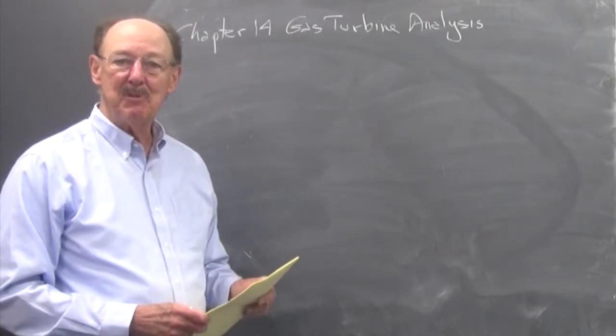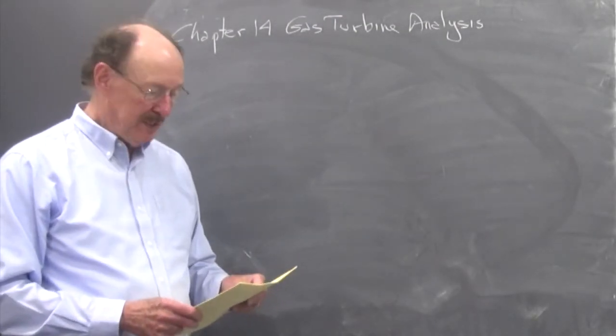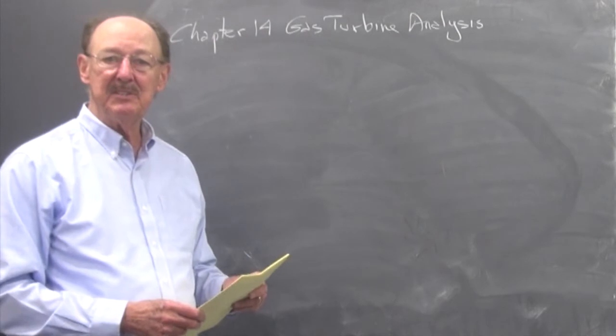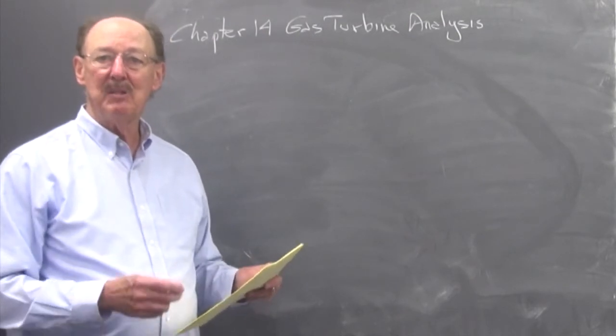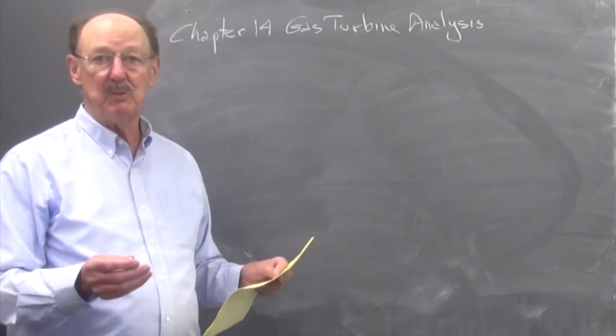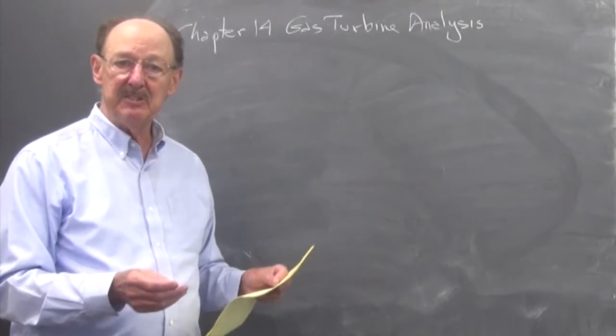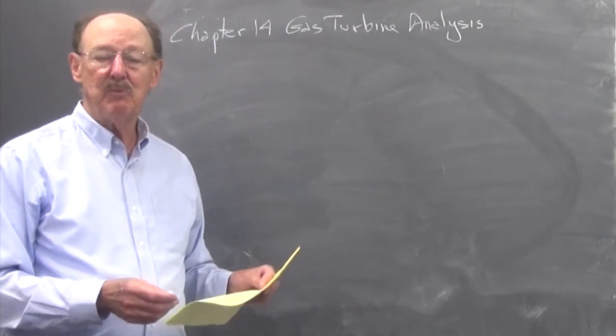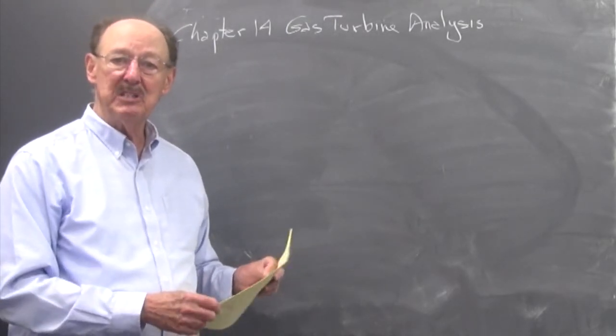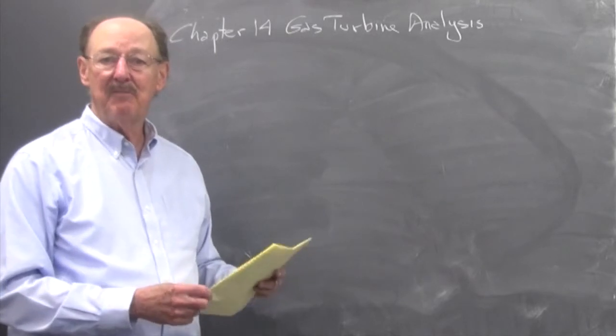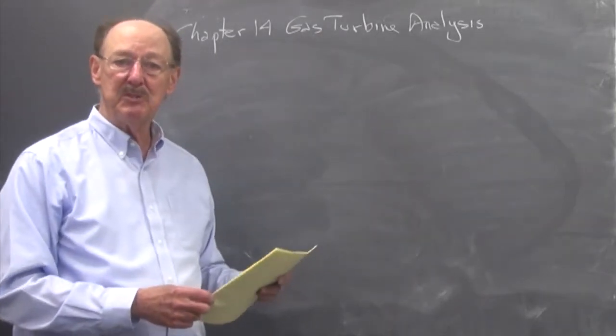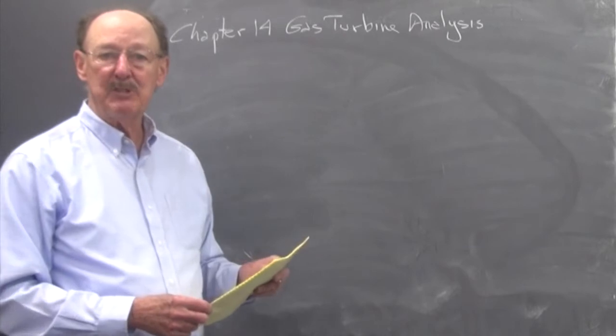Going to look at Chapter 14 now. Chapter 14 is gas turbine analysis. And gas turbines are the basis for jet engines, which we'll look at towards the end of the chapter. And the gas turbines that we'll look at primarily are used in power generation. So they're very often used for emergency power generators and for topping systems.